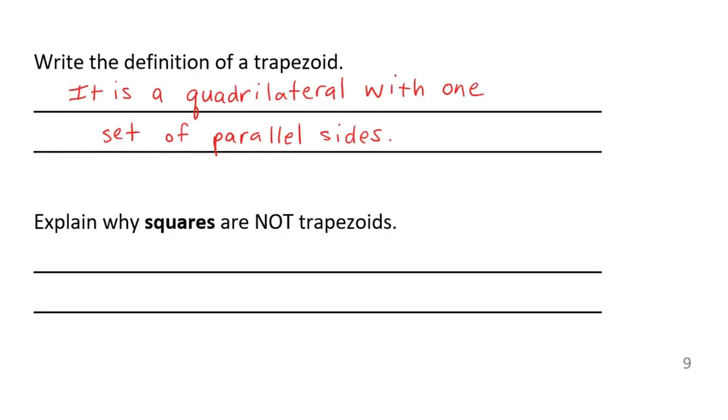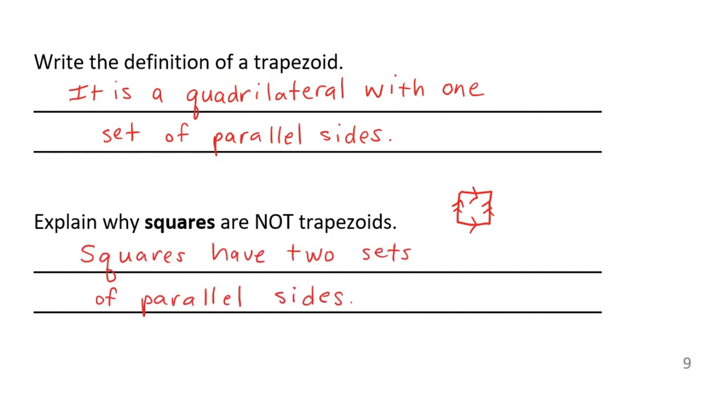And here's our definition for the trapezoid. It is a quadrilateral with one set of parallel sides. Now we need to explain why squares are not trapezoids. So if we think about a square, the top and bottom sides are parallel and the vertical sides are parallel. So that would be 2 sets of parallel sides. So that explains why a square is not a trapezoid. Squares are not trapezoids because squares have 2 sets of parallel sides.